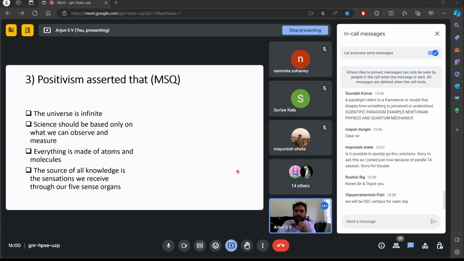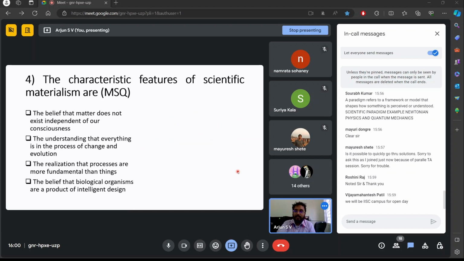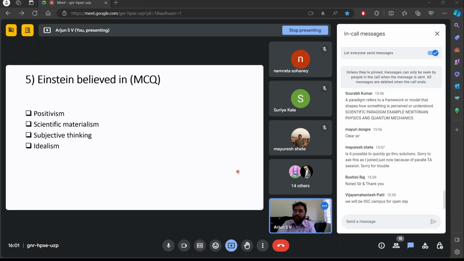Question number three, positivism asserted that science should be based only on what we can observe and measure, and the source of all knowledge is the sensations that we receive through our five sense organs. The characteristic features of scientific materialism are the understanding that everything is in the process of change and evolution, and the realization that processes are more fundamental than things. Question number five, Einstein believed in scientific materialism.